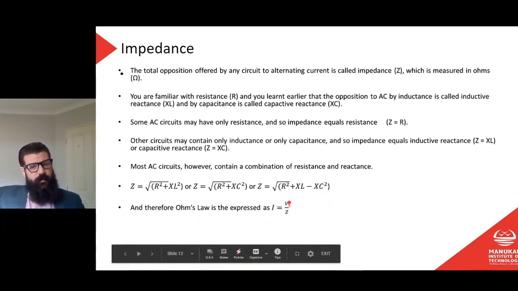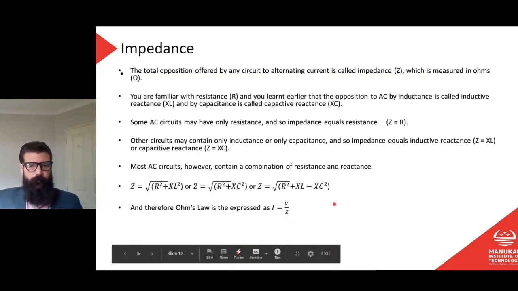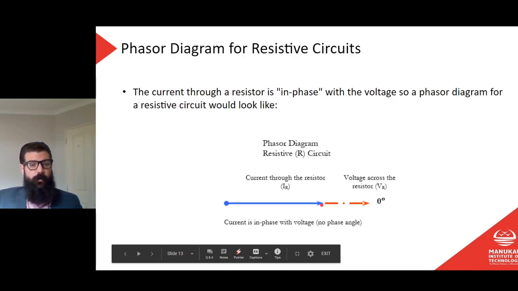And so in this case, we still use Ohm's law, I equals V over Z, though, because it's impedance now, it's not resistance. So it's exactly the same thing. Z is measured in ohms, it's just that we call impedance Z, so I would be V over Z, same formula. So once I've worked out the total impedance of my circuit and I have the voltage, then I go V over Z and that would be my total current.